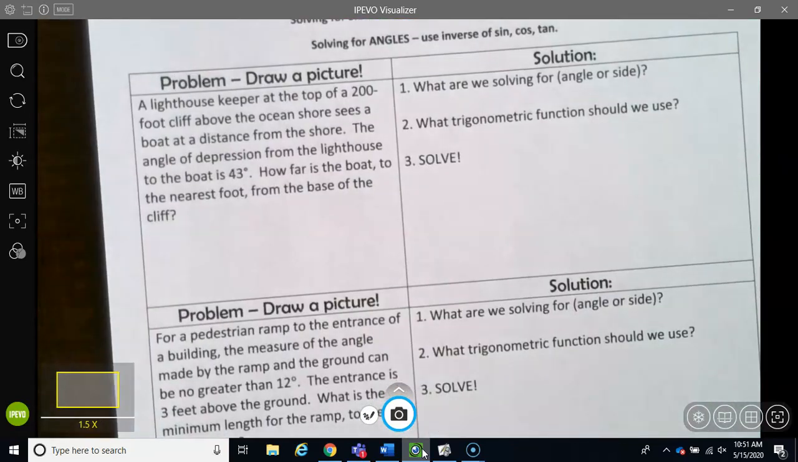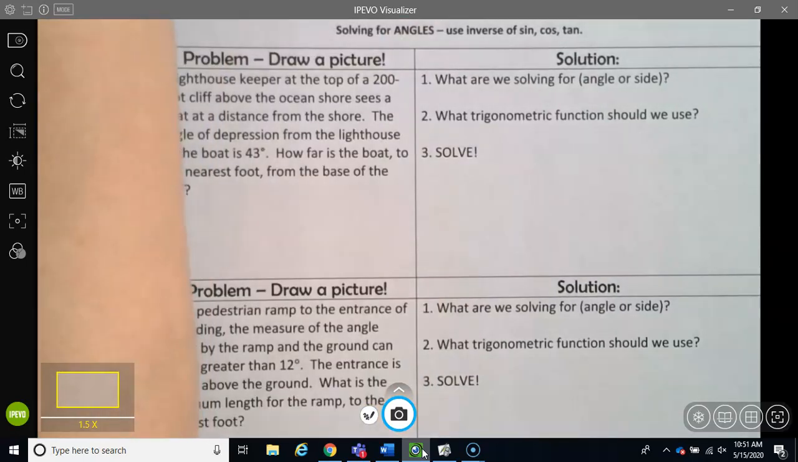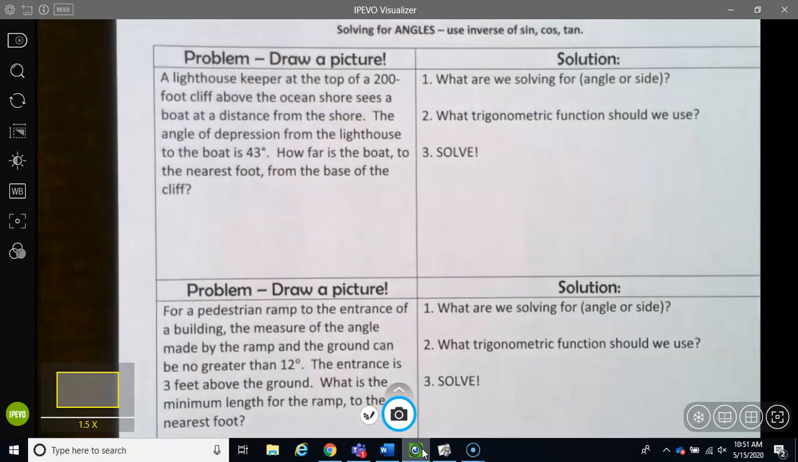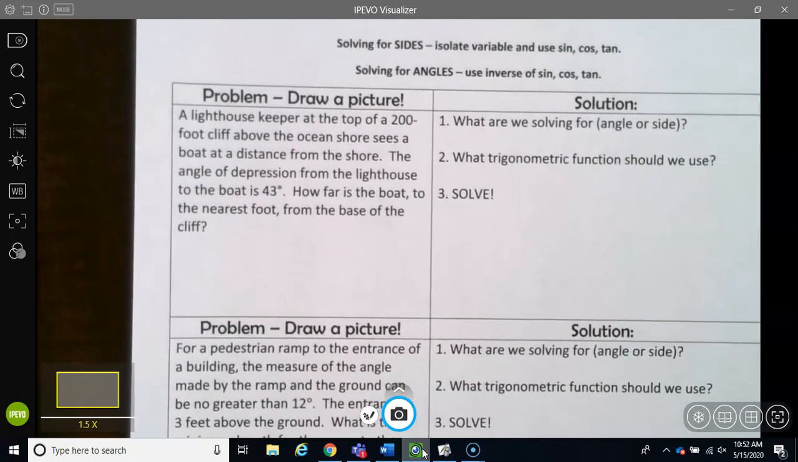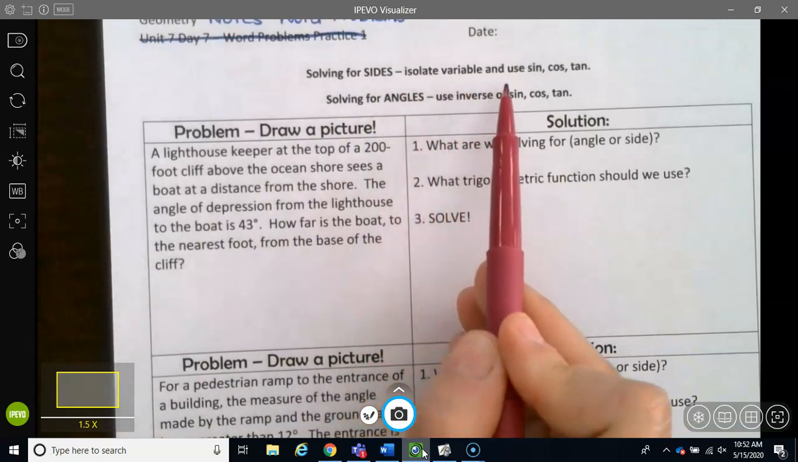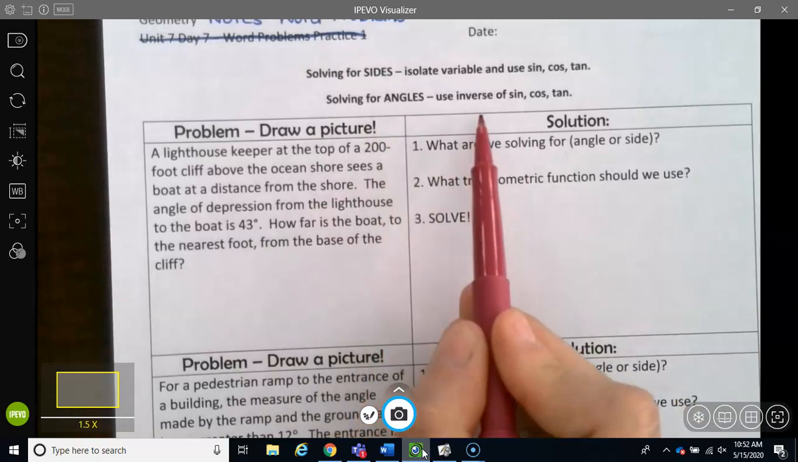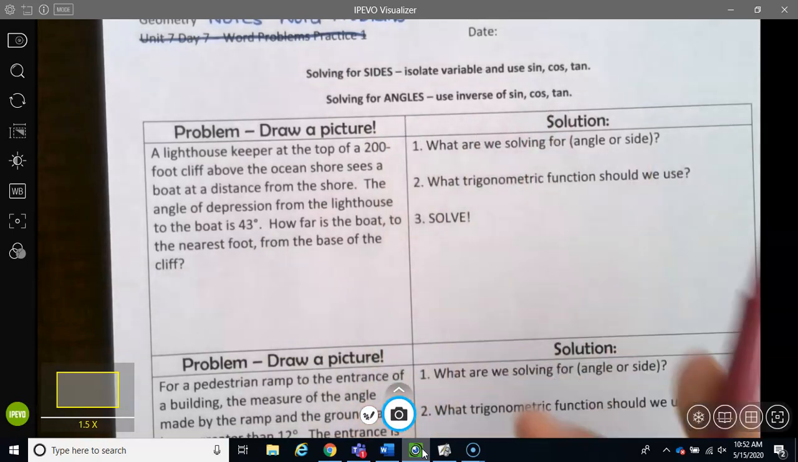Let's do a few word problems and then a few more examples, and then I'll have an assignment for you. All right, so your goal for every one of these, remember, when you're solving for a side, you have to get the variable by itself using sine, cosine, or tangent. When you're finding an angle, then you got to use the inverses, sine inverse, cosine inverse, tangent inverse. Your very first thing should always be to draw a picture of whatever the word problem is describing.